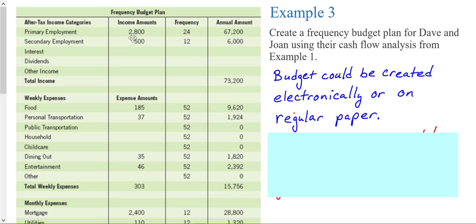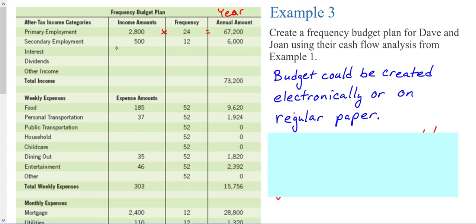So for example, on the primary employment, they get paid 24 times a year. So if you take 12 months and multiply it times 2, they get paid twice a month. Secondary employment is only 12 times a year. So that means they only get paid once a month for their secondary employment. And then you take the income amount and you multiply it times the frequency to get the amount for the year.